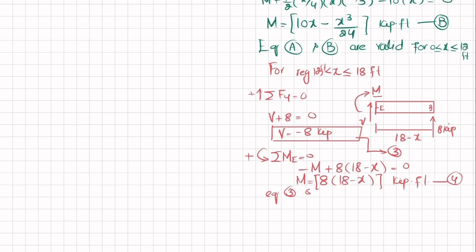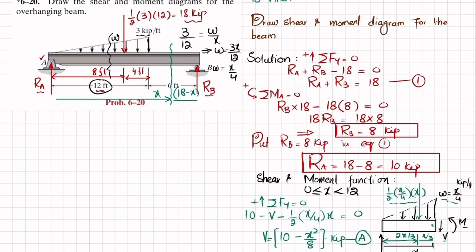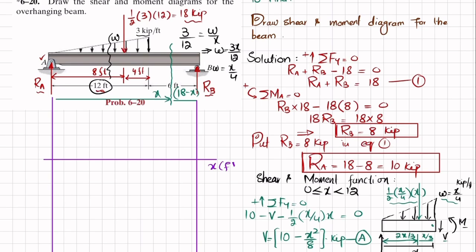Equations 3 and 4 are valid for x greater than or equal to 12 feet and less than or equal to 18 feet. So using these equations we will draw the shear force and bending moment diagram. For that I will draw lines from the ends of this beam. Now you will draw a horizontal line to show x in feet, and on the y-axis you have shear force in kip. Let each division be 5. So 5, 10, similarly minus 5, minus 10.